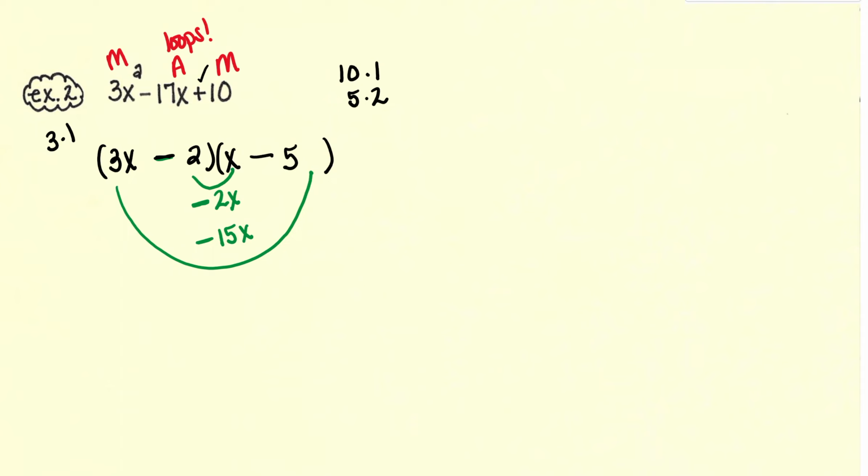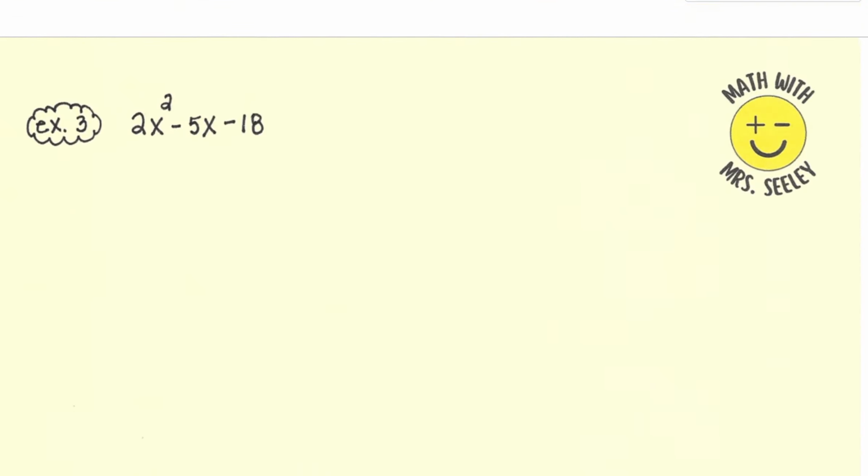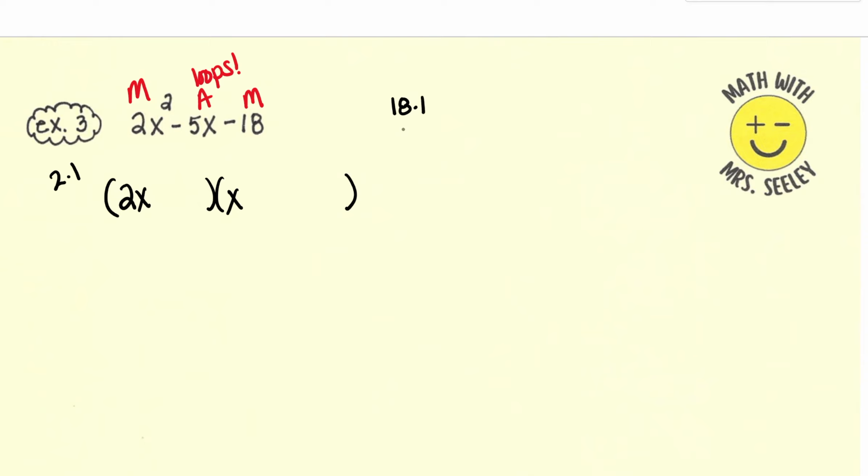Okay, let's take a look at the next one. So let's multiply, add, multiply. And it's those loops that have to add right there. So the only things that multiply to give me 2x squared are 2 and 1. 18, we could use 18 times 1, we could use 9 times 2, and we could use 6 times 3. Those are all of our possibilities.